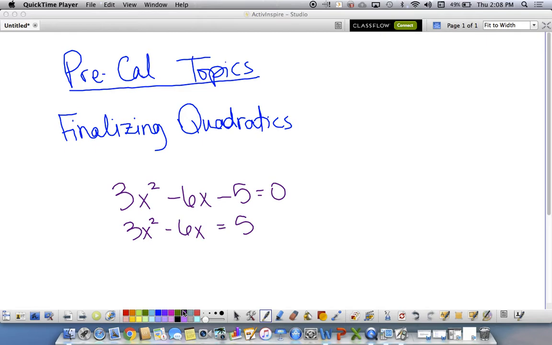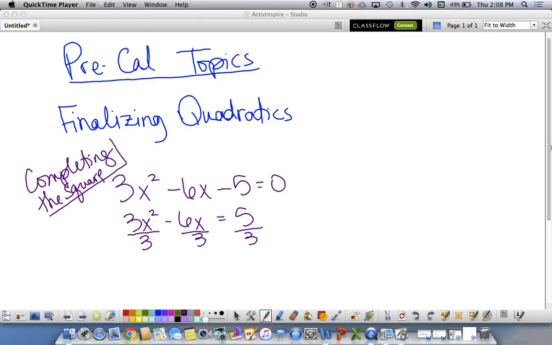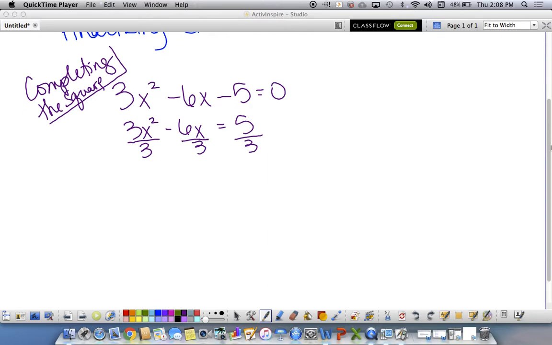So how do we get x squared by itself? We're going to divide by 3. Well, if we divide one piece by 3, what do we have to do to the rest of it? Now that we divide everything by 3, we have x squared by itself: x squared minus 2x, and I'm going to leave my blank there, equals 5/3.